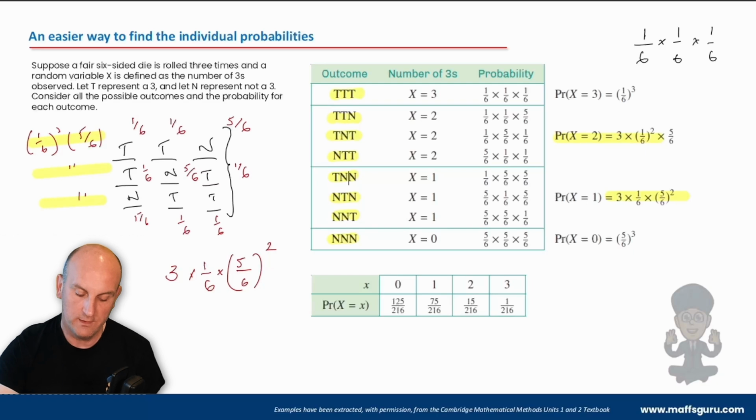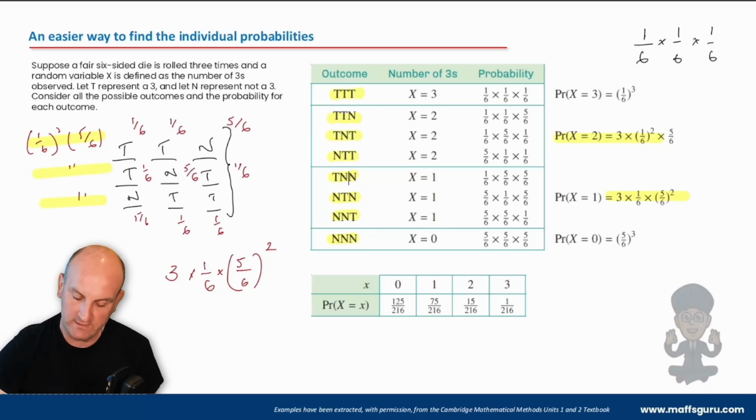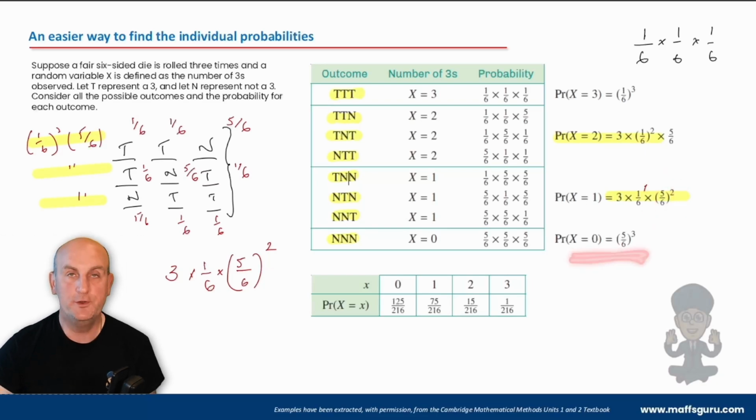So we've got the number of ways we can do it, the probability of success to the power of the number of successes. So realistically speaking, we could have written that in brackets to the power of 1. And we've got 2 failures. And here, for no 3s at all, it would have to be 5/6 to the power of 3. Why? Because we've got no 3s, no 3s, and no 3s.